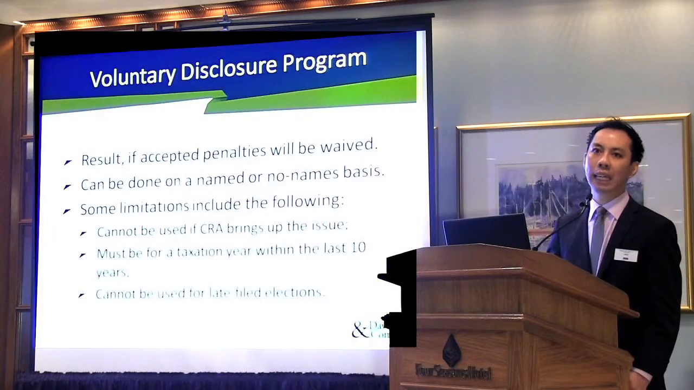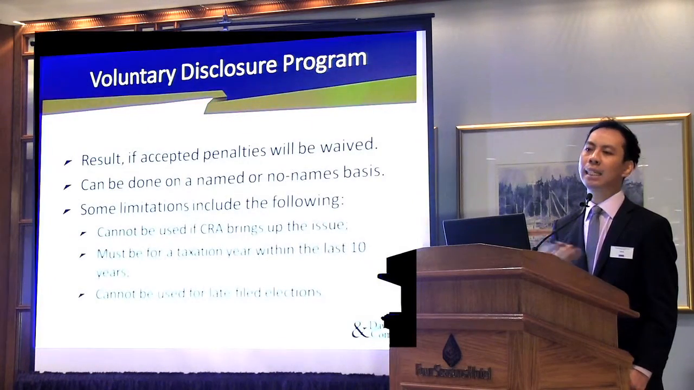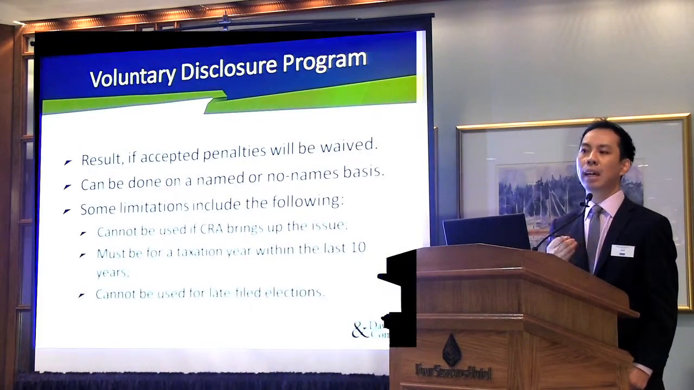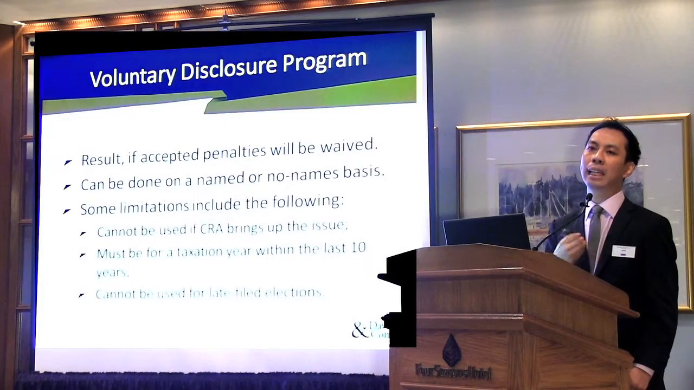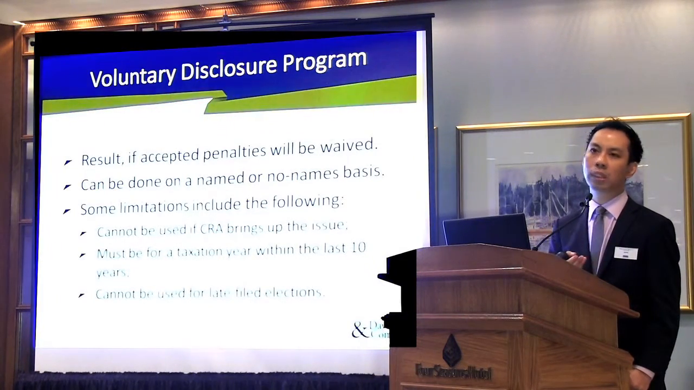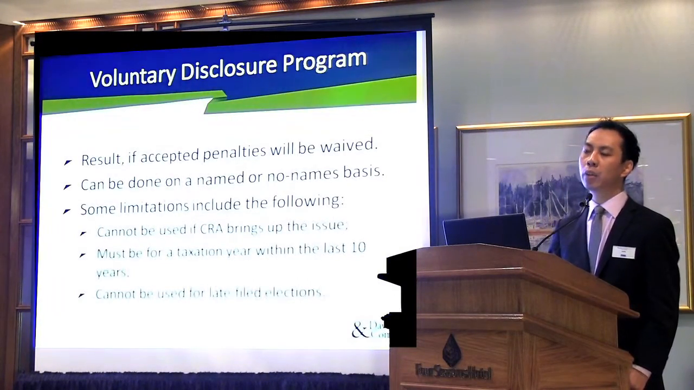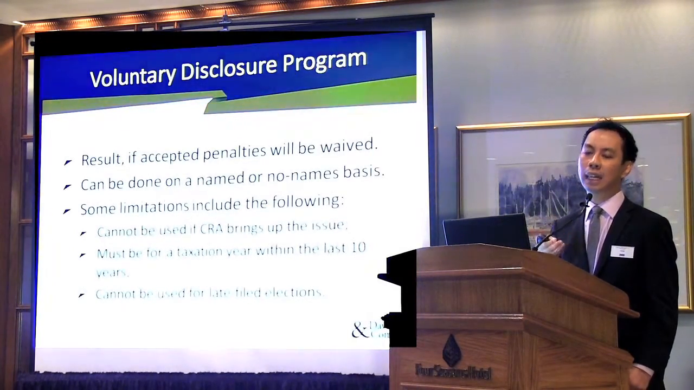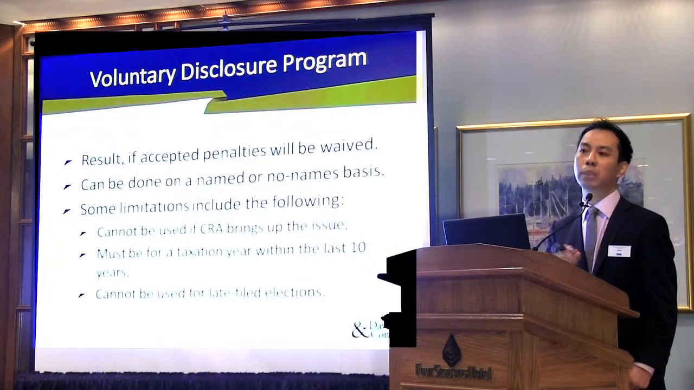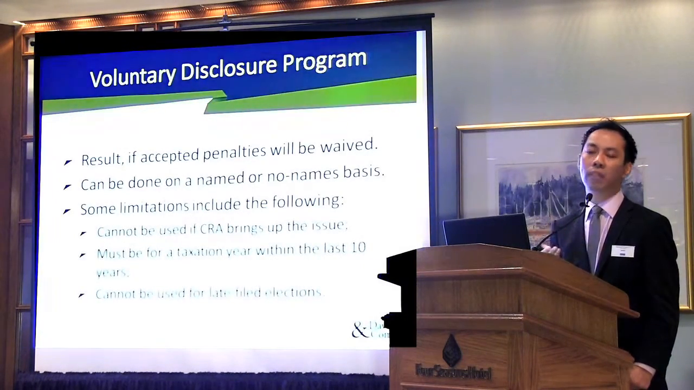It can be done on a named or no names basis. A named basis, just high level, a named basis is on the initial submission, the identity of the taxpayer is made known to the CRA, and all the filings are basically submitted at the same time on that initial submission. The no names disclosure is actually pretty cool. What you end up doing is you don't disclose the identity of the taxpayer on your first submission. You basically tell the CRA what the fact pattern is.